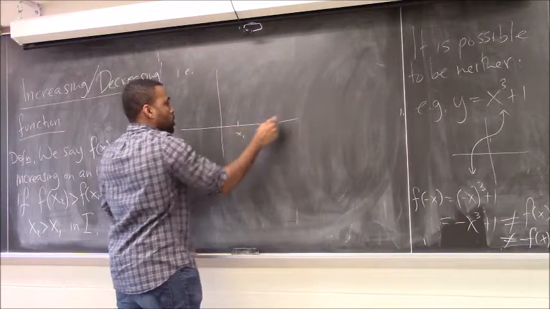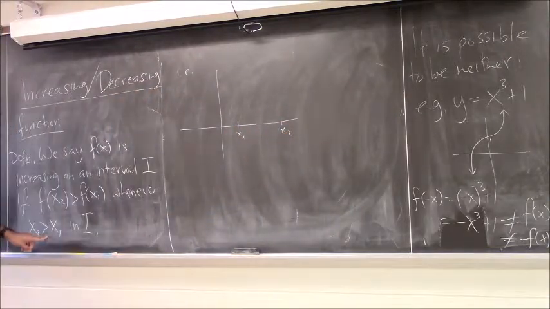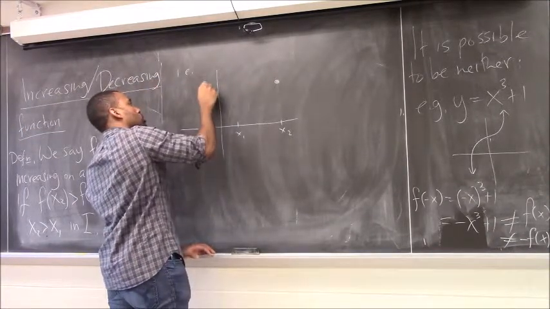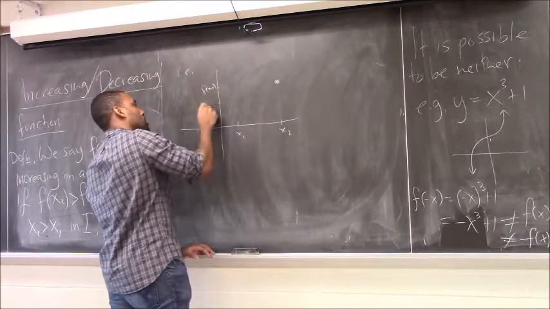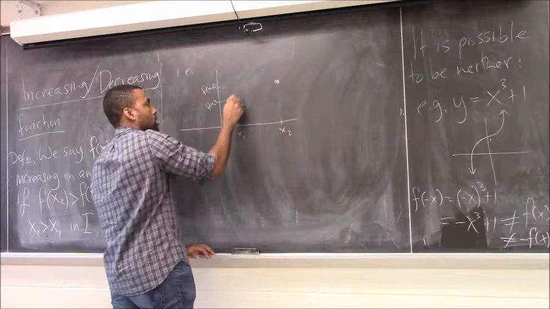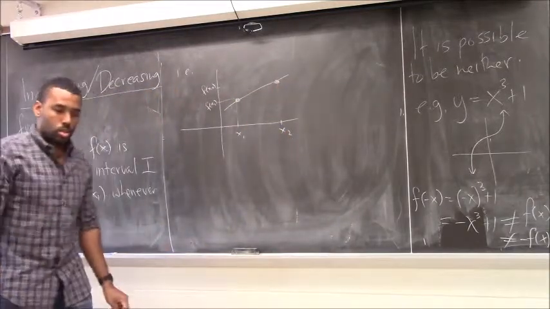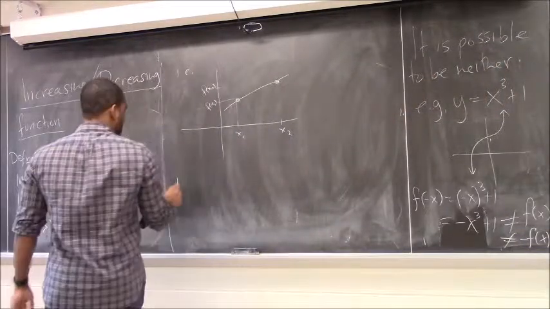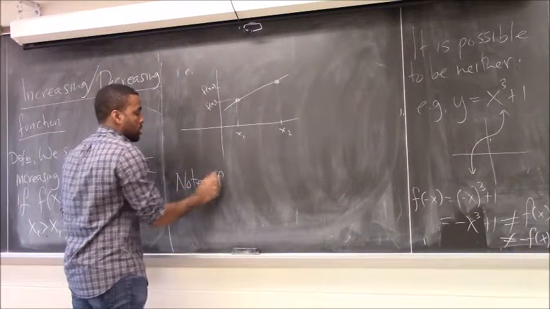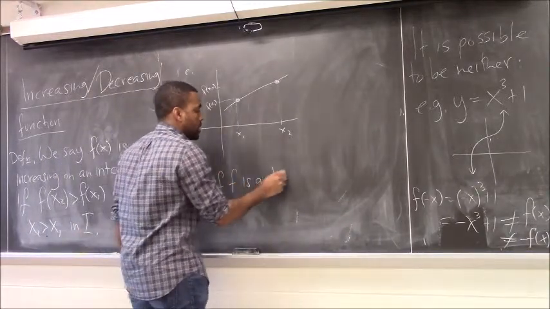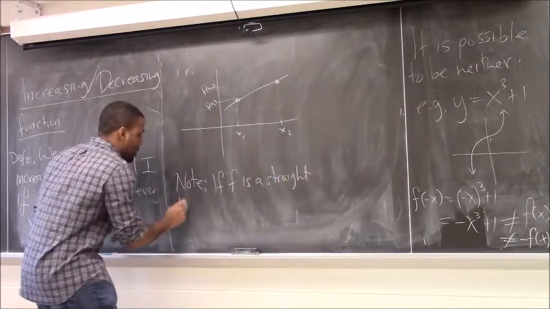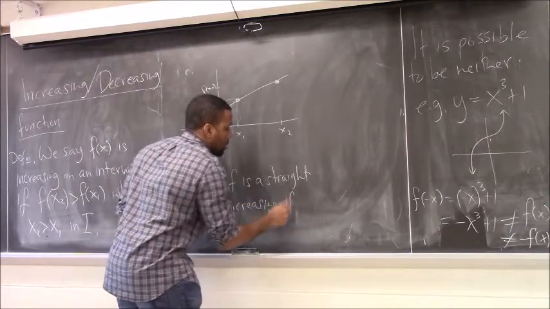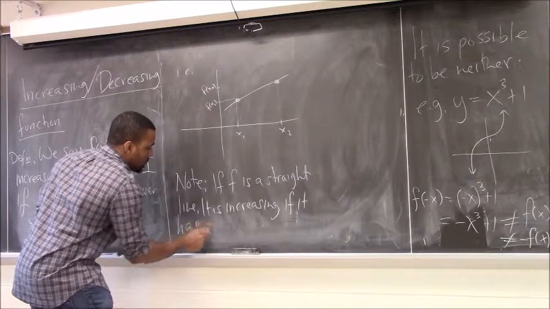Say we have a graph, here's x1, and our x2 is bigger than x1. Then the output of this guy, our f(x2), should be bigger than the output of this guy. So in other words, we say a function is increasing if it goes up as you're moving from left to right. One thing you can note, if f is a straight line, it is increasing if it has positive slope.